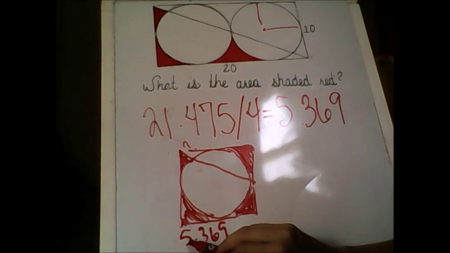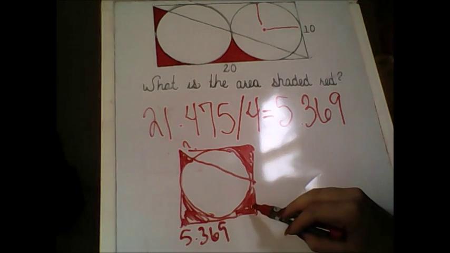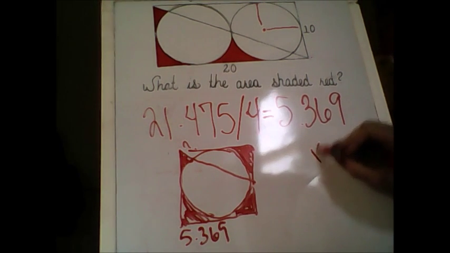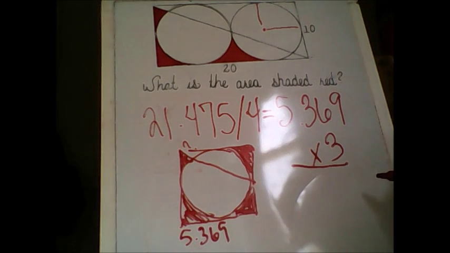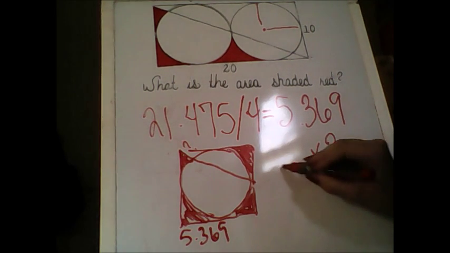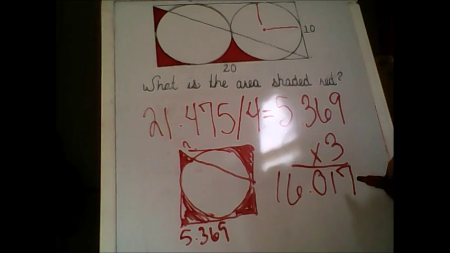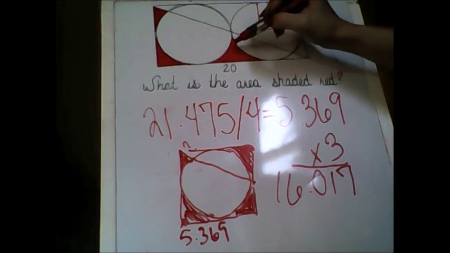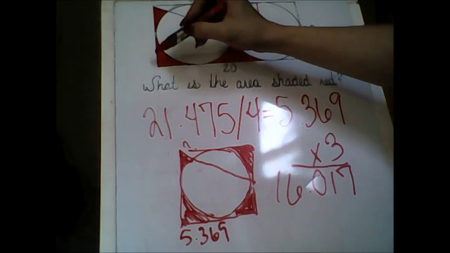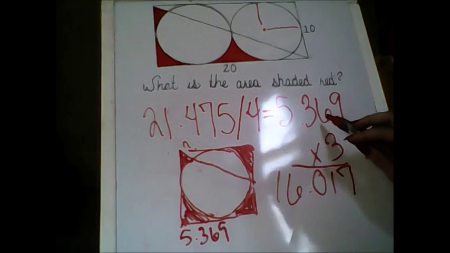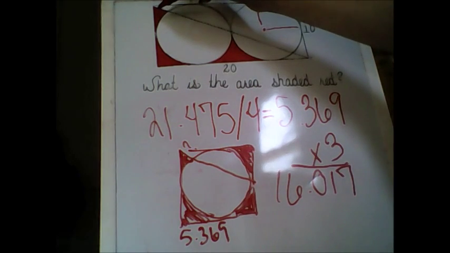All right, but we know that this has 5.369. This has 5.369. This has 5.369. And so if we took this and multiplied it by 3, we would get 16.017. Okay, so now we know what all of this and this is. All right, so 16.017, that means that we have a difference of 5.369 in these two parts to find.